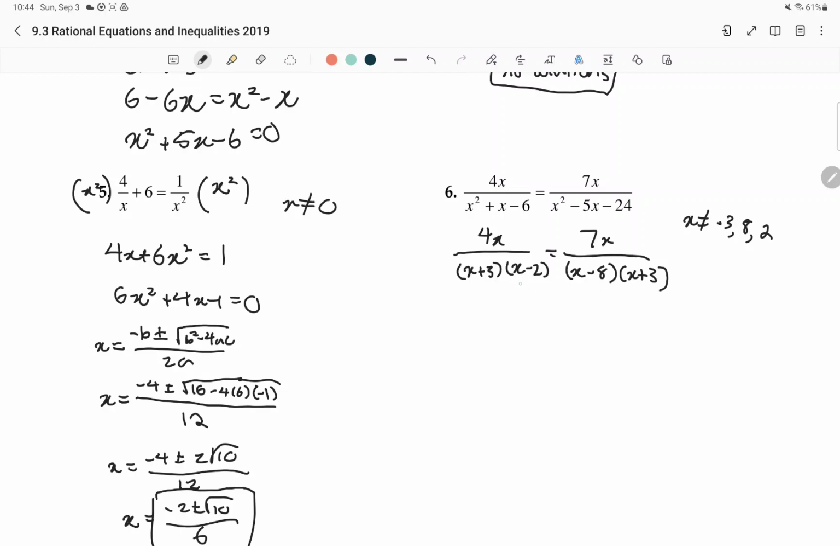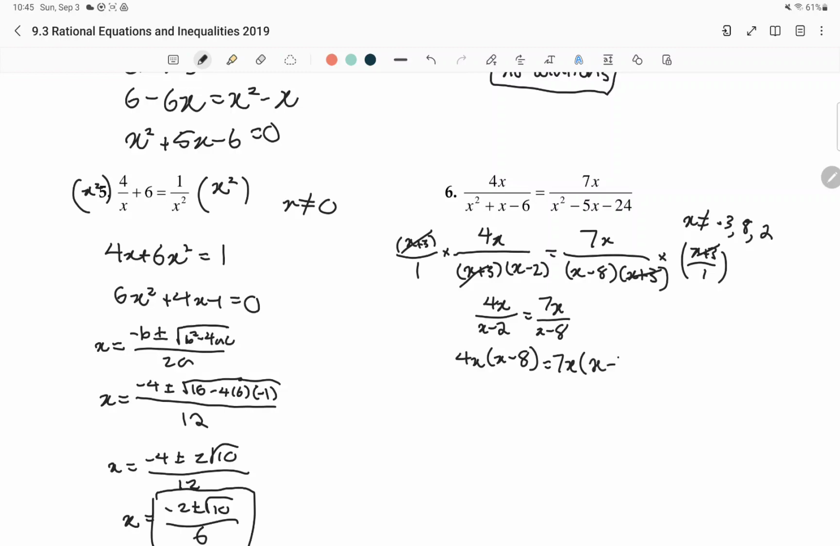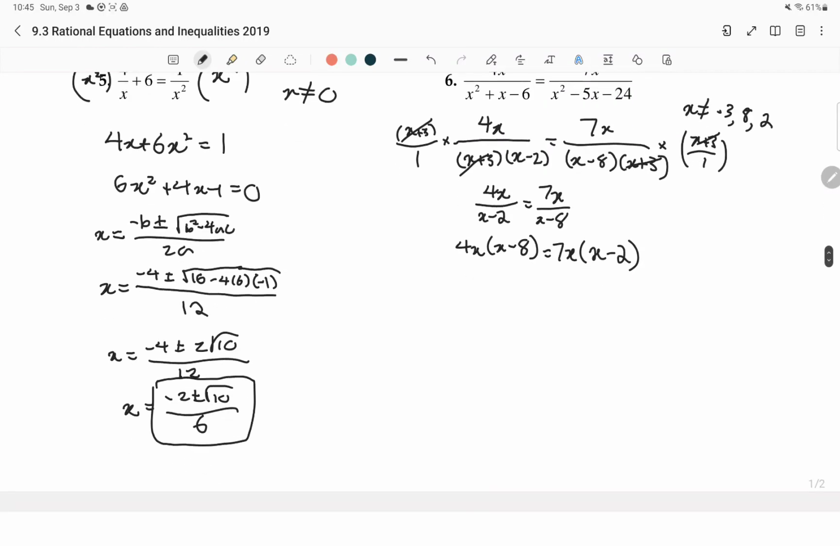And it appears that both sides have an x plus 3, so we can multiply both sides by x plus 3 over 1. And this will cancel out, giving us 4x over x minus 2 equals 7x over x minus 8. Cross multiply, so we have this. And then we can multiply out.